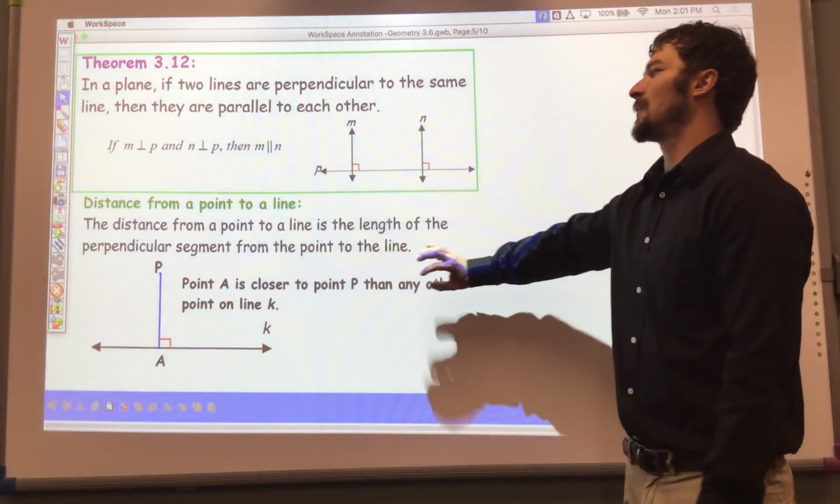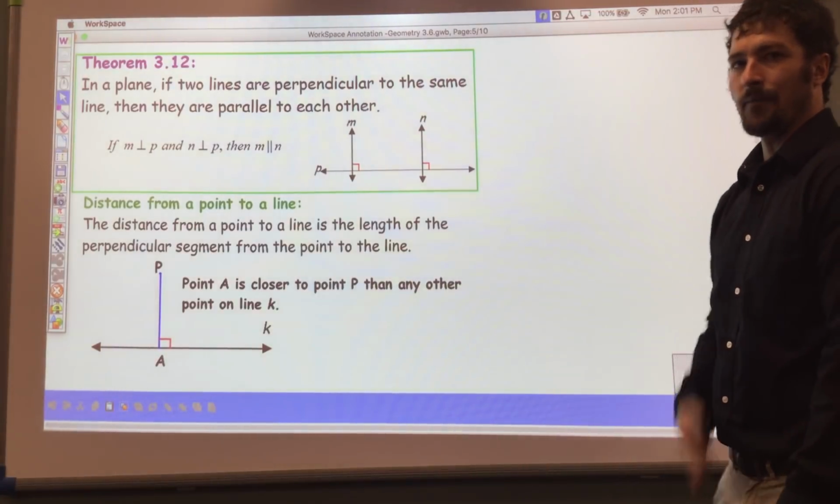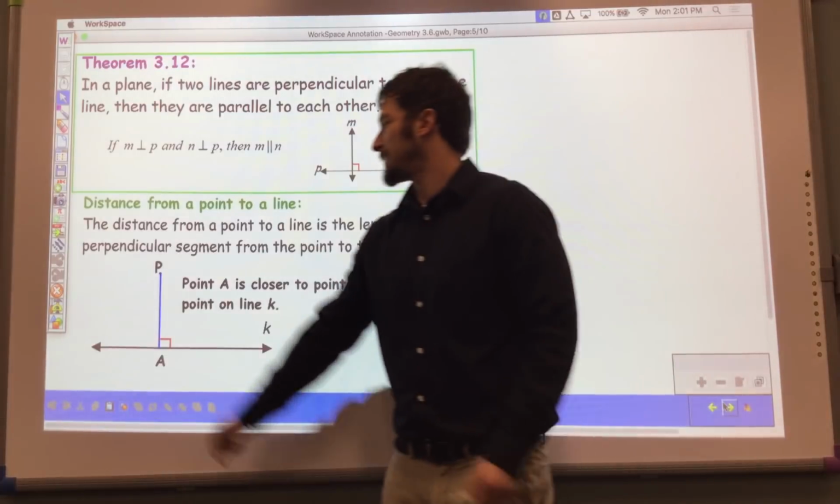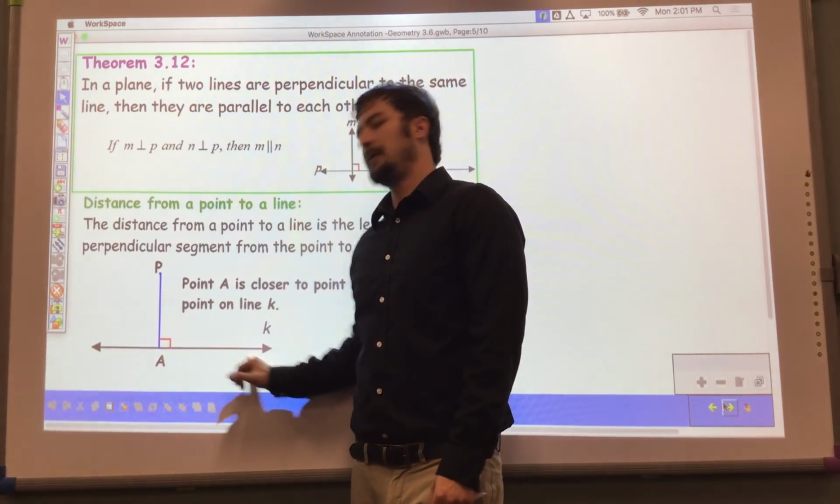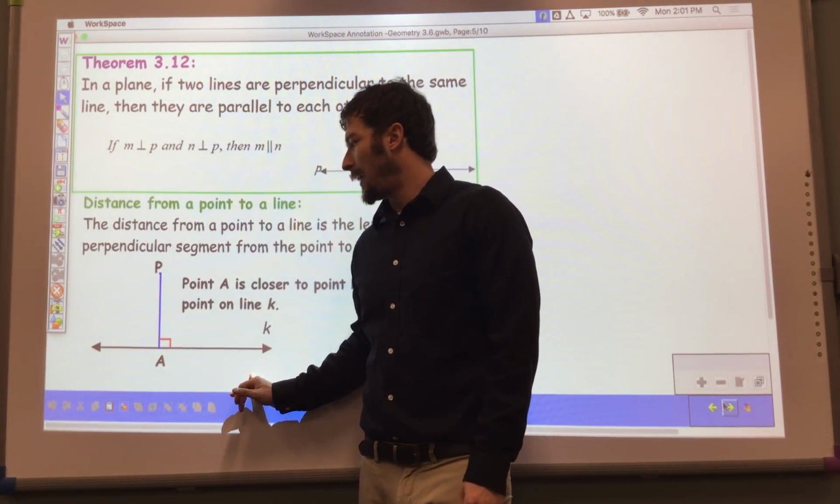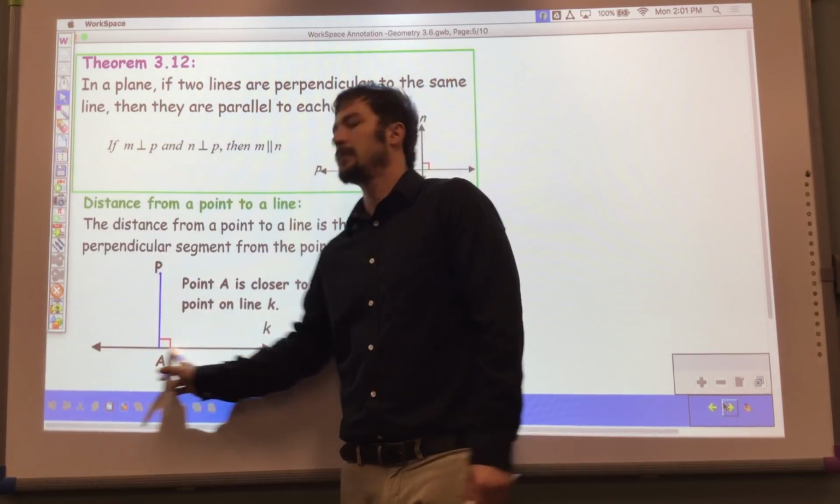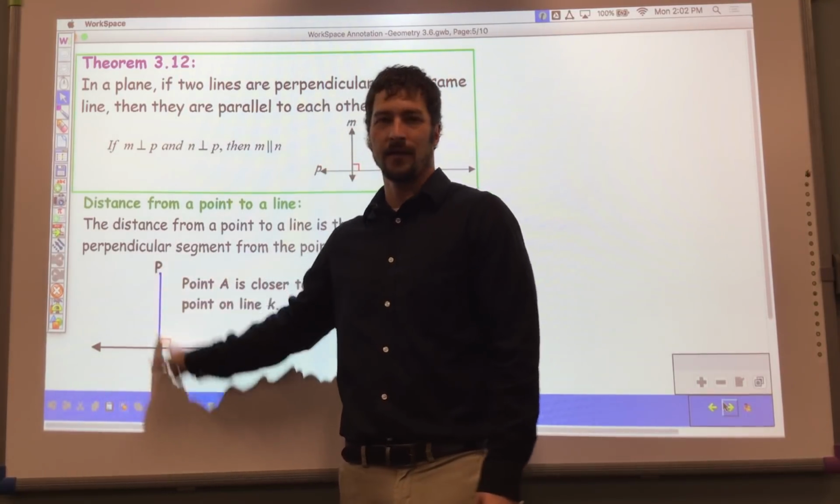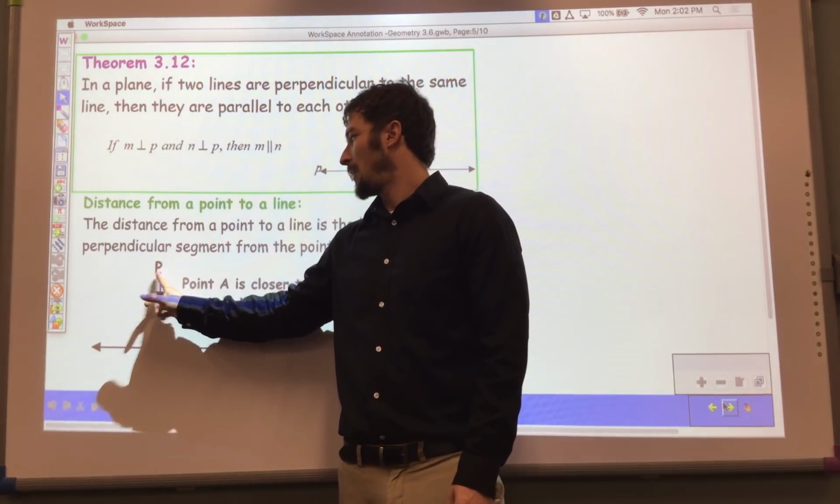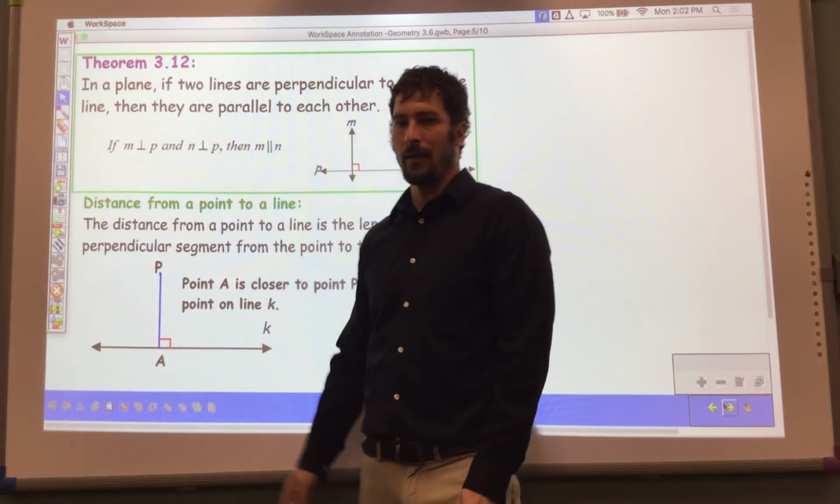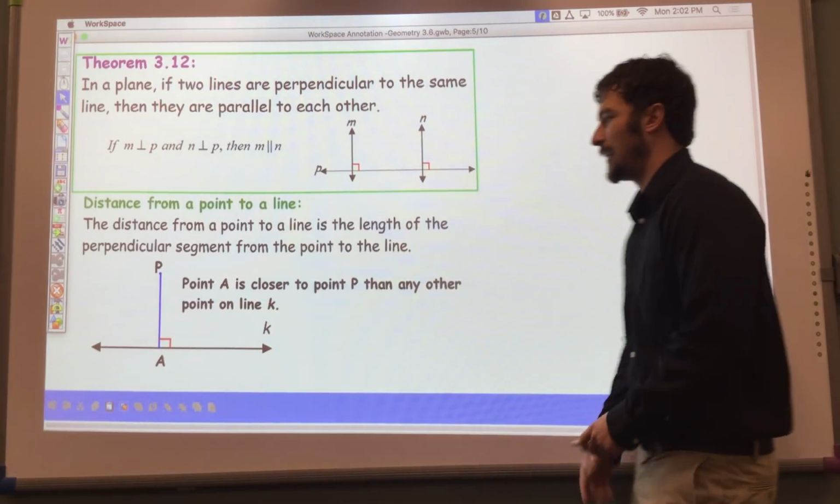Then, distance from a point to a line. Again, we're dealing with perpendicular lines today. Anytime you find a distance between a point and a line, that distance should always be perpendicular with your line. That's going to be the shortest distance. Rather than having a point here to here or here to here, you want the one that's going to be perpendicular. We'll talk about that a little more coming up.